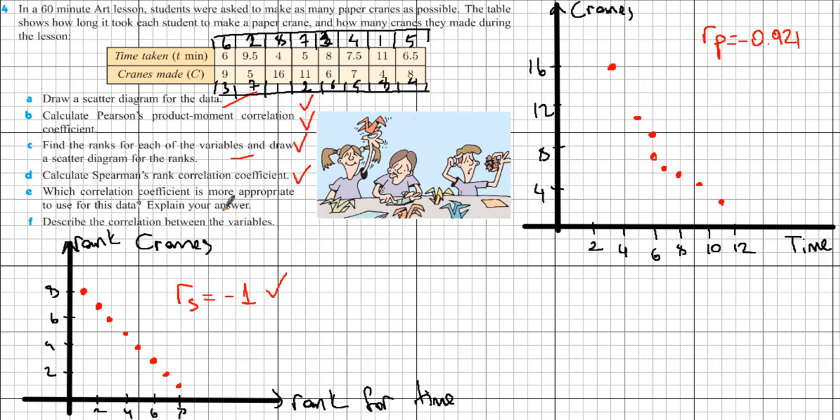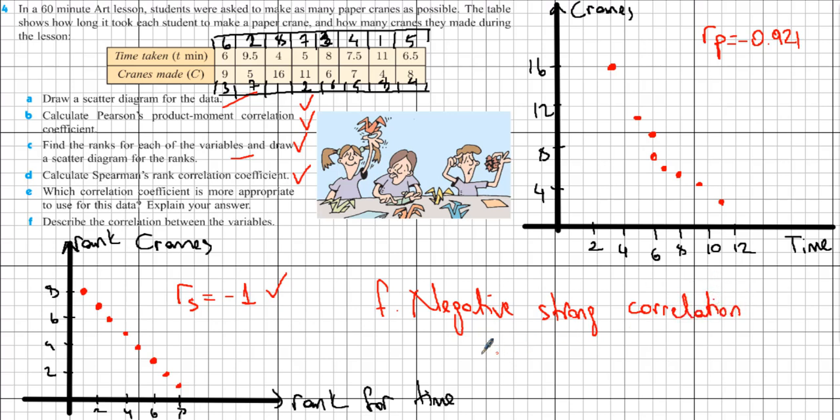Which correlation coefficient is more appropriate to use for these data? Explain yourself. As for this trend, we can't see it as perfectly linear. If it's not linear, it's better to use Spearman's correlation. Describe the correlation between the variables. So it's a negative, strong correlation.